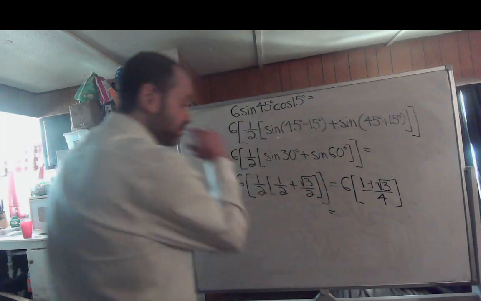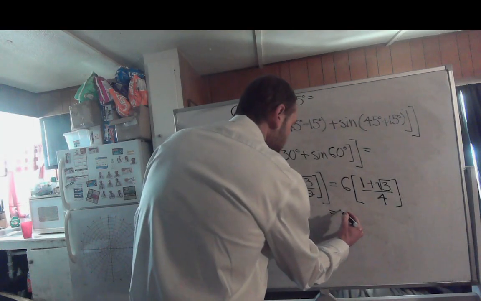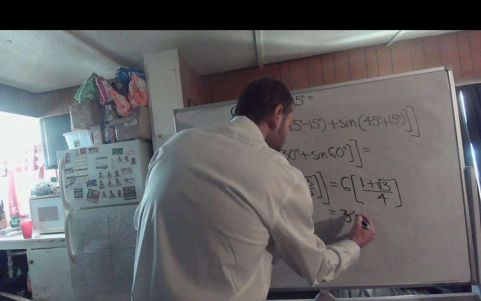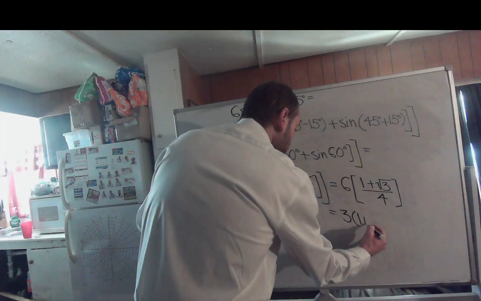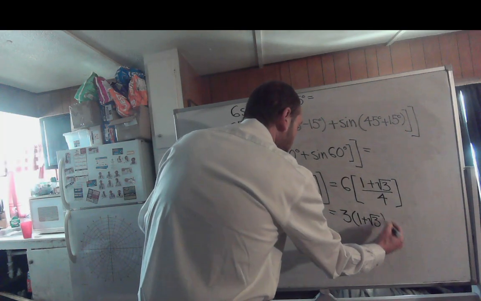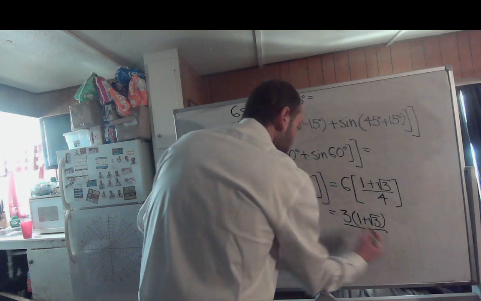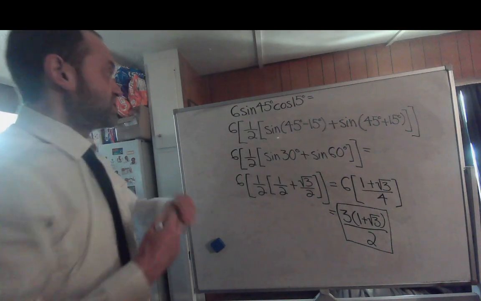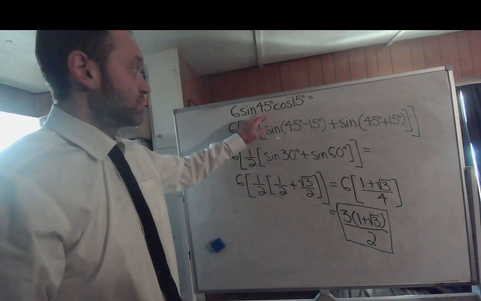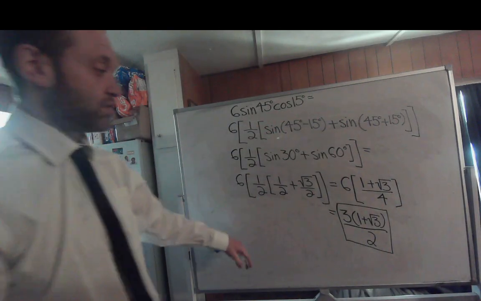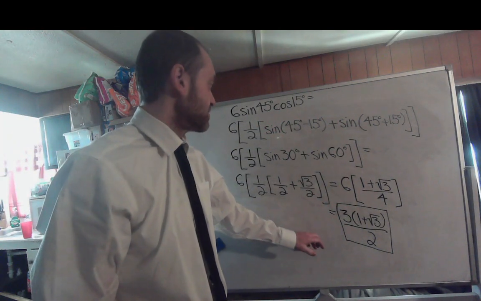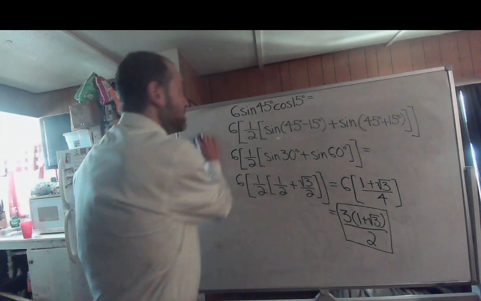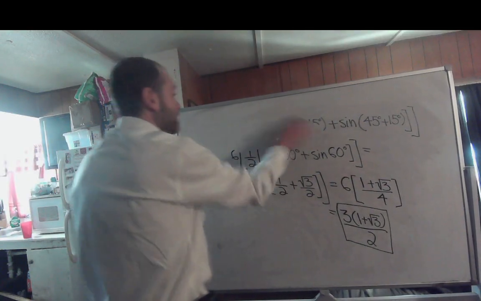Which, when we go to simplify this for the final time, you should end up getting 3 times the quantity of 1 plus the square root of 3, all over 2. So 6 times the sine of 45 degrees times the cosine of 15 degrees is 3 times 1 plus the square root of 3, all over 2. I should have 6 more, then we'll be done.